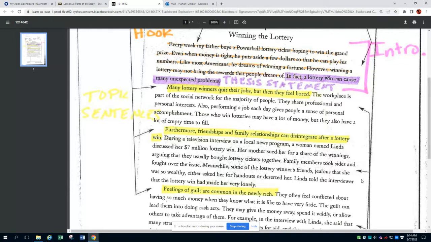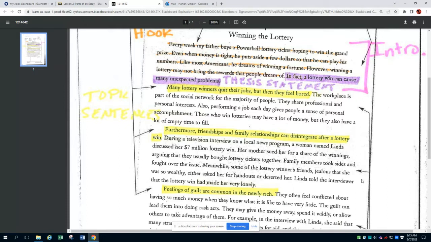What's the relationship? There's an unexpected problem, like people not expecting that these three things are gonna happen. Excellent. They were not expecting that.